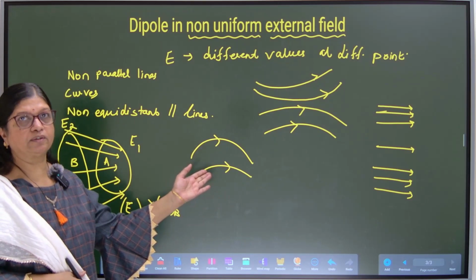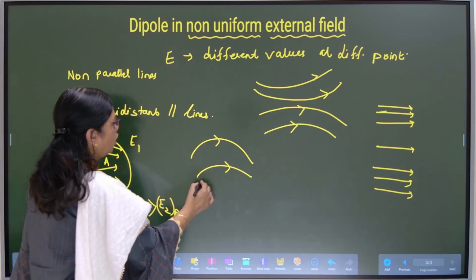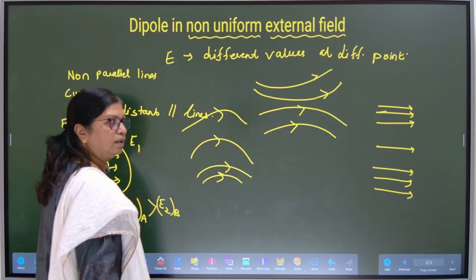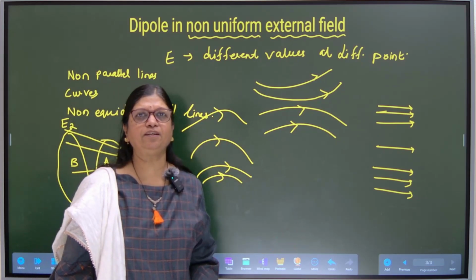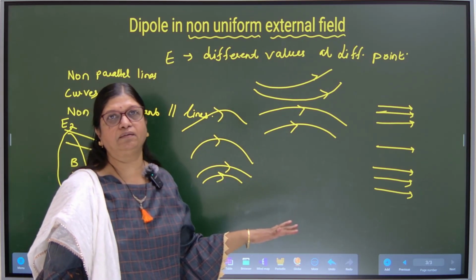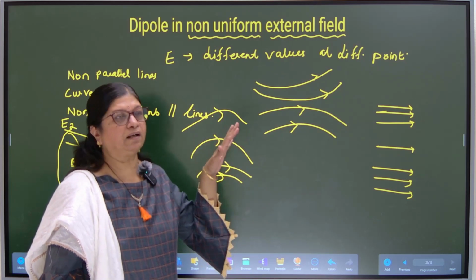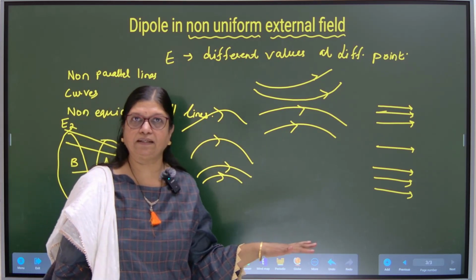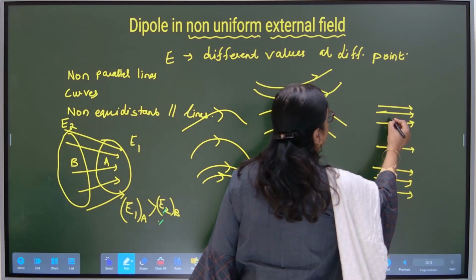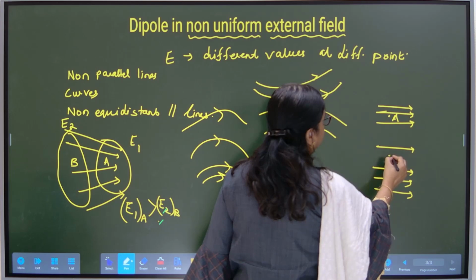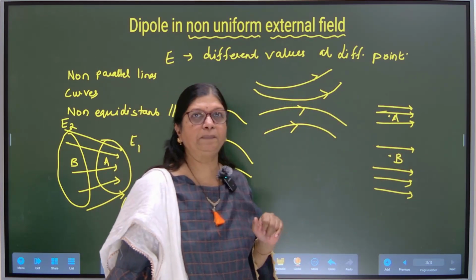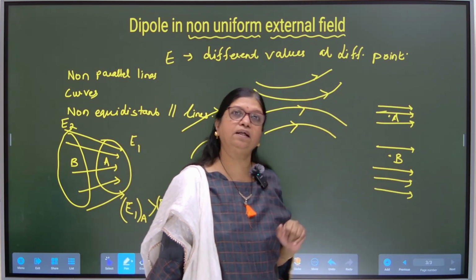Even here also, these are curved lines. I can draw one closer to this, one far away from this. All these are field lines which are not parallel to each other. They are not equidistant also. So this portion is a non-uniform external electric field. Fine. Here also the same thing. Here you can see very easily, suppose I put a point A here and a point B here, definitely the electric field at the point A will be greater than the electric field at the point B, because here the lines are more and here the lines are less.